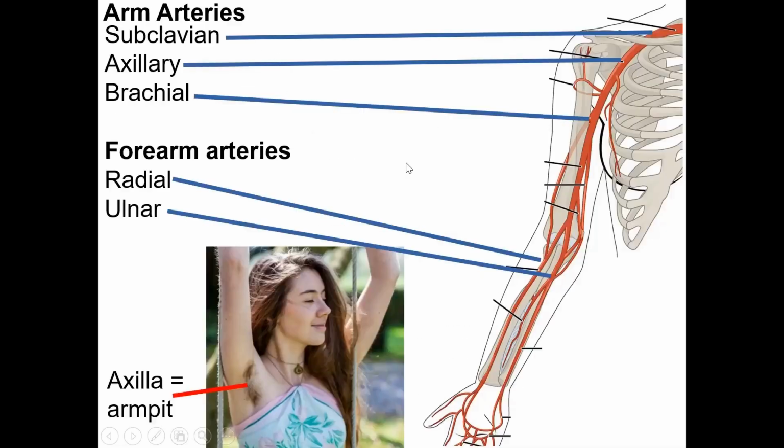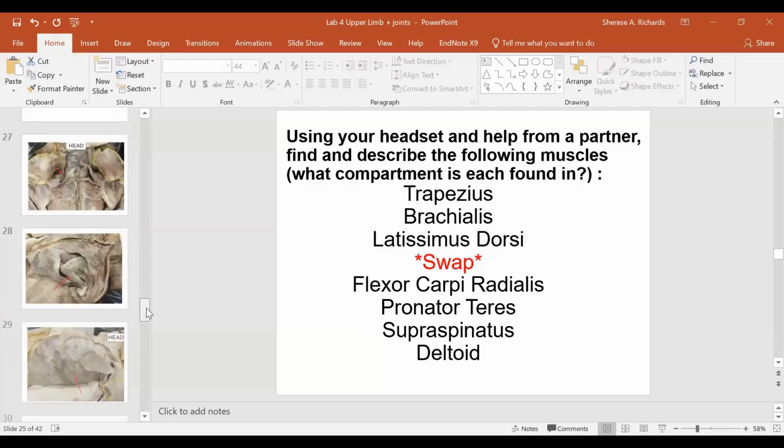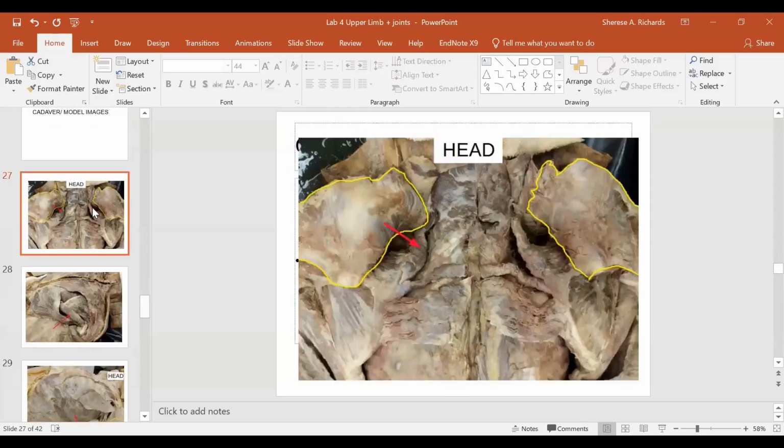And it's not mentioned here, this may be an old slide, but the axillary vein is also in the region. I'll show you how that is differentiated on the cadavers here, okay?